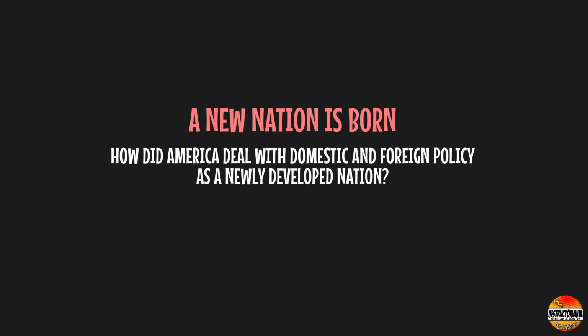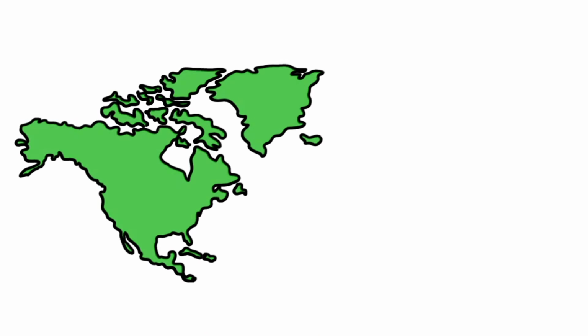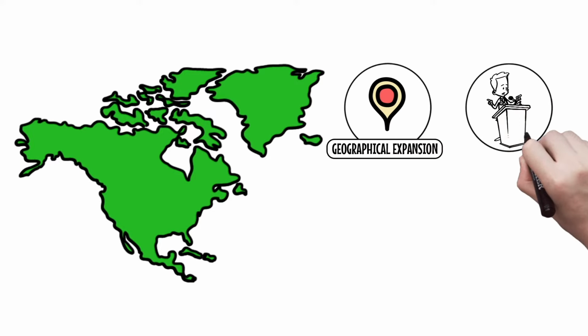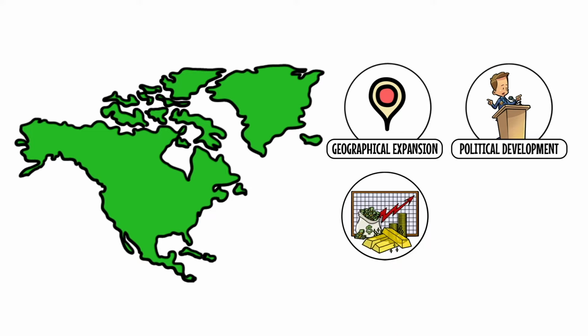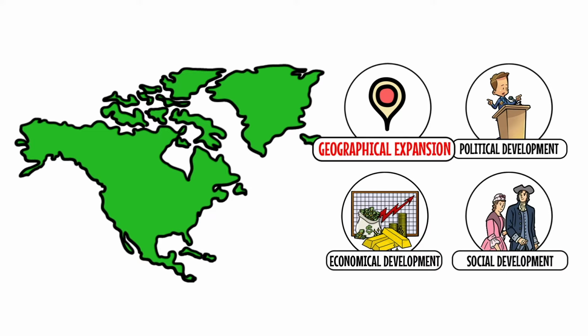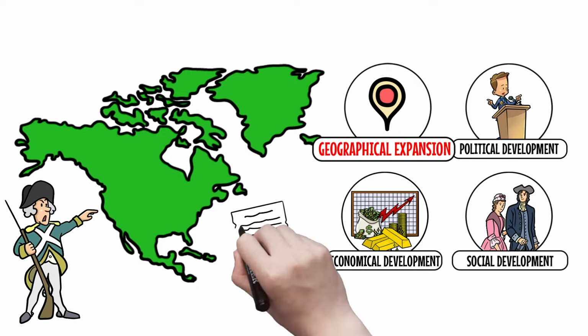A new nation is born. How did America deal with domestic and foreign policy as a newly developed nation? Throughout this video series, we will be looking at how early America often struggled as it expanded geographically and developed politically, economically, and socially. An example of geographic expansion is when America's borders were maintained or grew either through war or treaty.